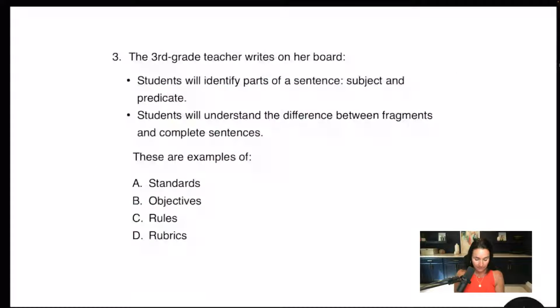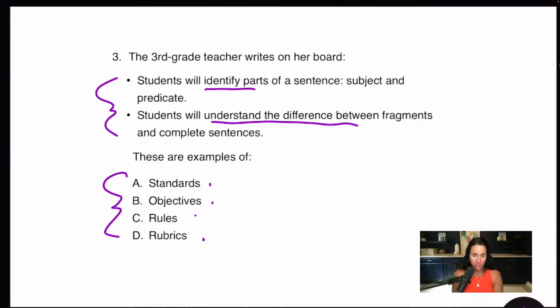All right, let's go with number 3. Now, if I go to the answer choices, I can't do much because they're just one word answers, okay? So I know I have to pick one of these. Let's keep moving backwards. Let's read the bullets first. Students will identify parts of a sentence, subject and predicate. Students will understand the difference between fragments and complete sentences. Okay, so the 3rd grade teacher writes this on the board.